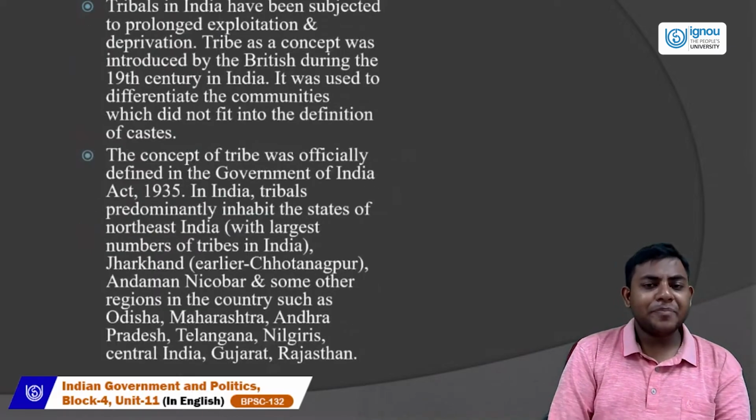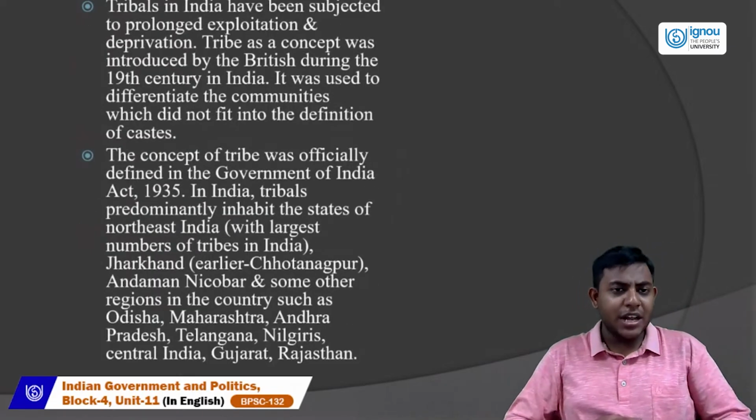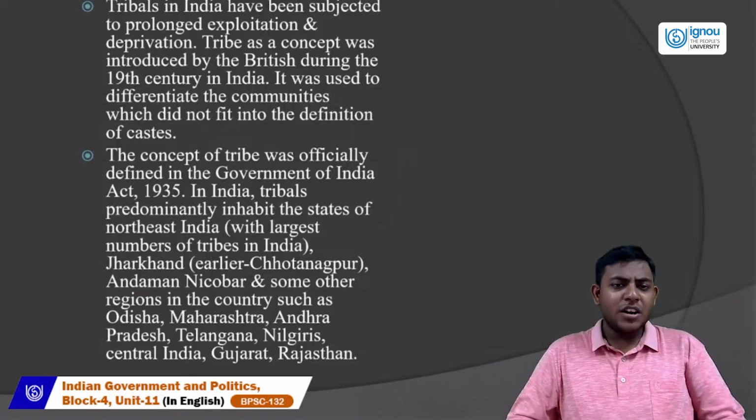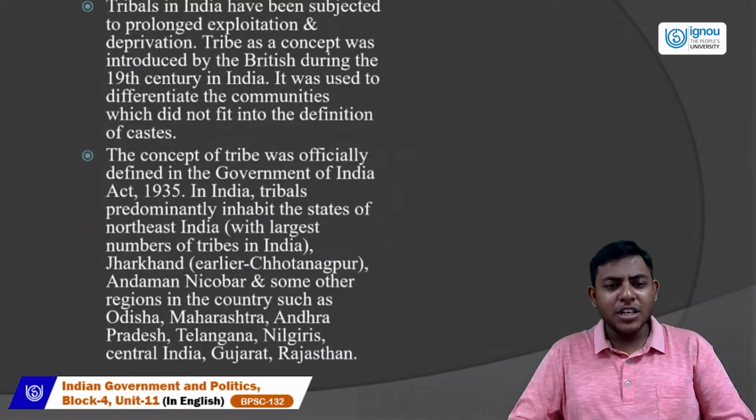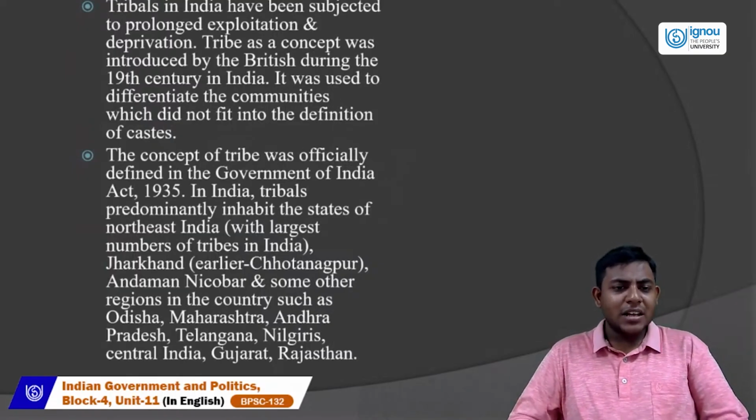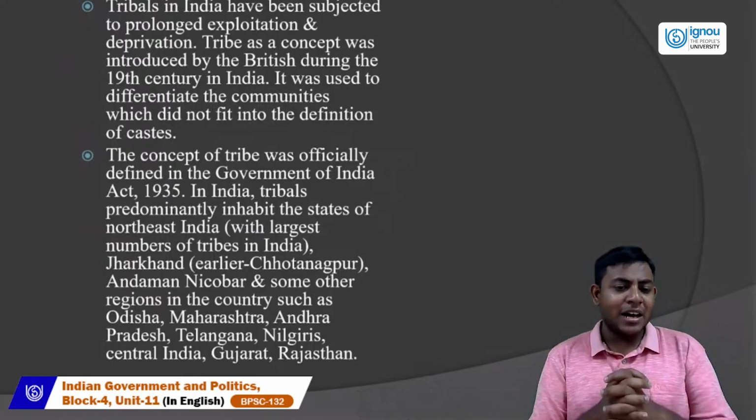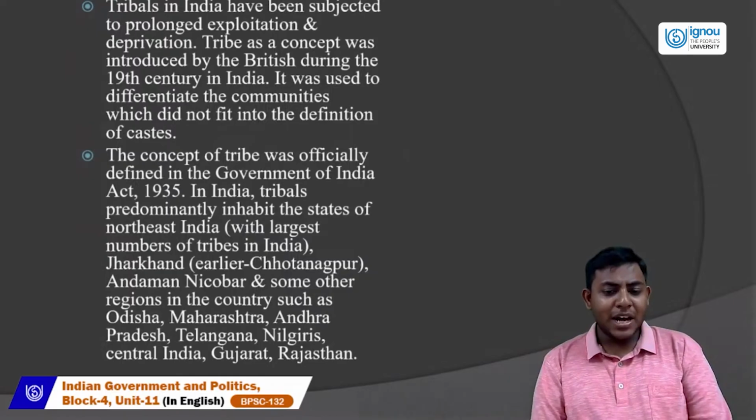Tribals in India have been subjected to prolonged exploitation and deprivation. Tribe as a concept was introduced by the British during the 19th century in India. It was used to differentiate the communities which did not fit into the definition of castes. The concept of tribe was officially defined in the Government of India Act 1935. In India, tribals predominantly inhabit the states of Northeast India, with the largest number of tribes in India in Jharkhand, earlier Chota Nagpur, Andaman and Nicobar Islands, and some other regions such as Odisha, Maharashtra, Andhra Pradesh, Telangana, Nilgiris, Central India, Gujarat, and Rajasthan.